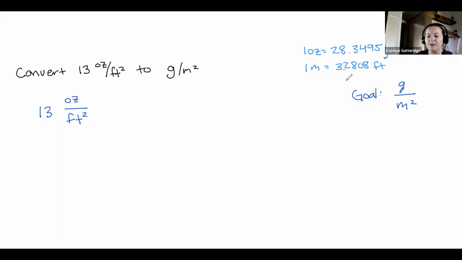Okay, so we found our conversion factors. We have our goal point. Now let's work through the problem. First and foremost, how do we deal with the square? The square is making this problem extra tricky. So how do we deal with the square?